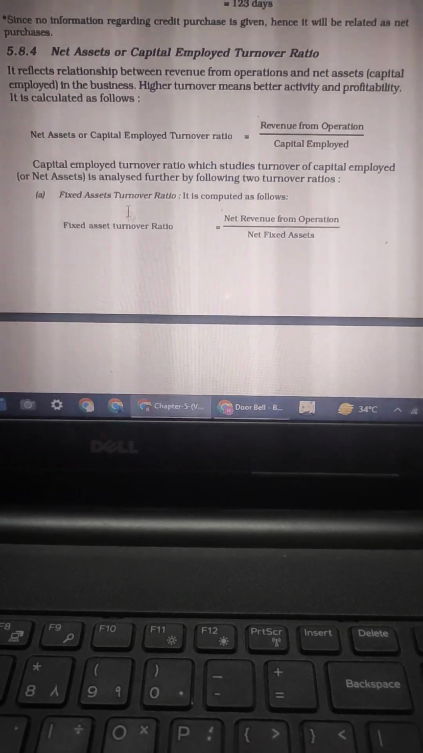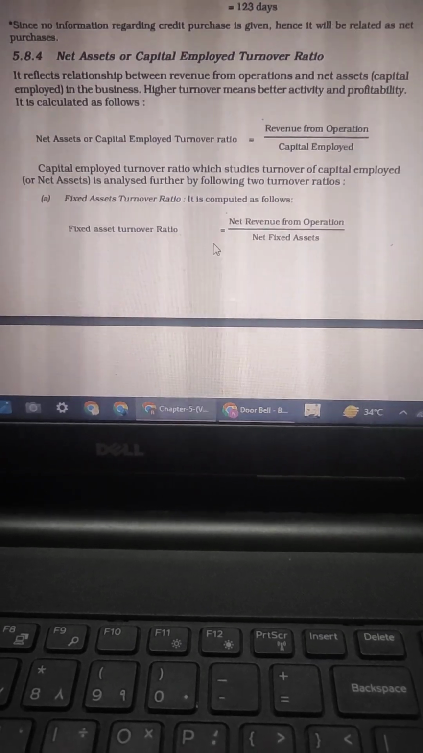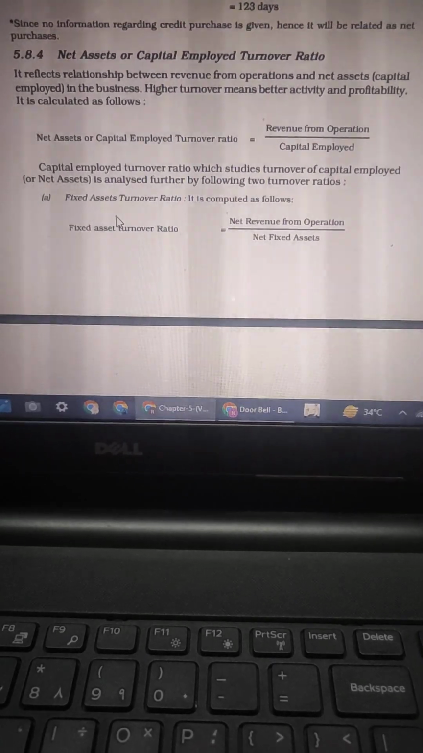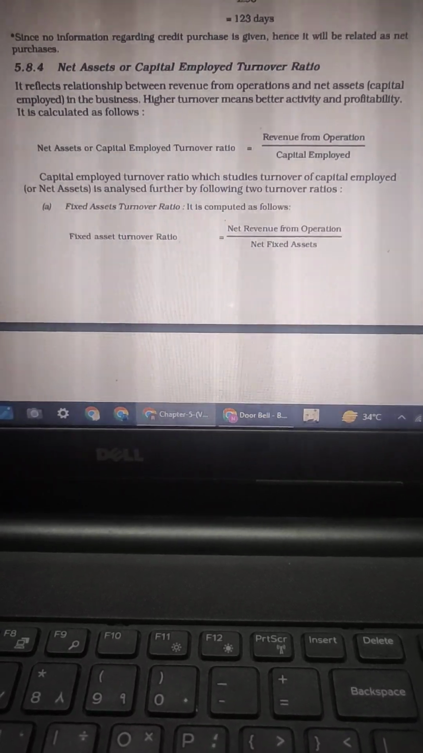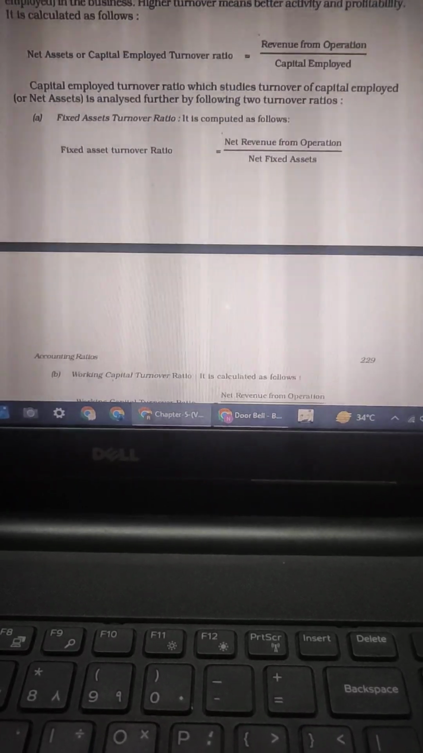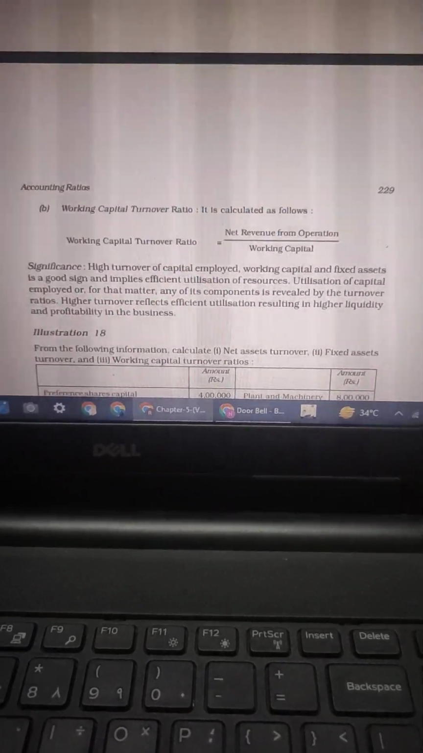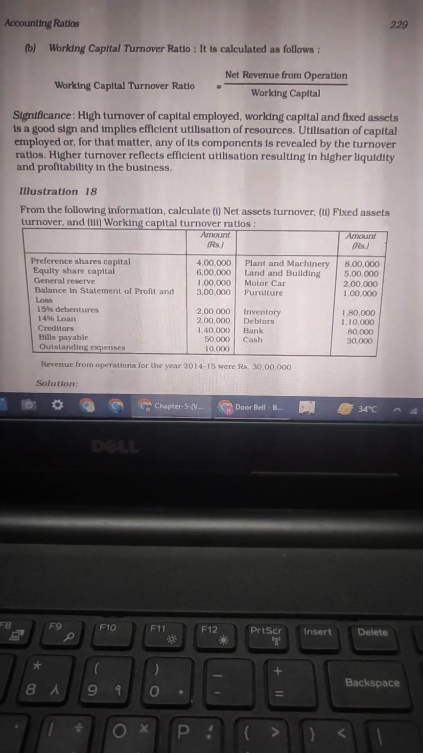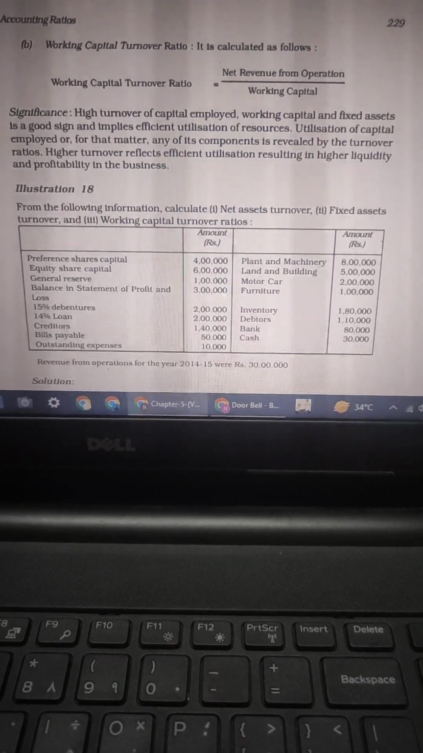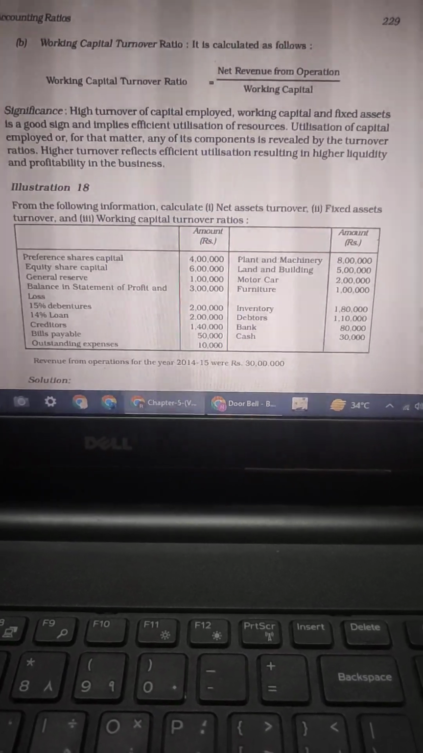This capital employed turnover ratio is again divided into two types, that is, fixed assets turnover ratio and the working capital turnover ratio. Fixed assets turnover ratio shows the relationship between the net revenue from operations and the net fixed assets. Working capital turnover ratio can be calculated by dividing the net revenue from operations by working capital.